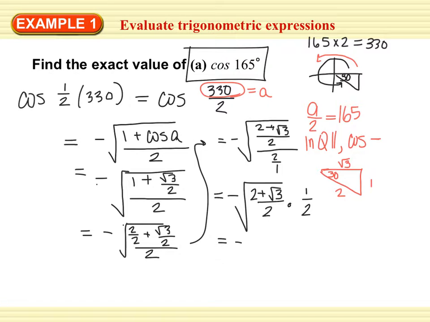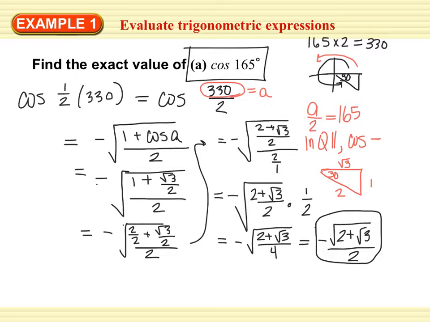That gives me 2 plus root 3 over 4, which I can take the square root of 4, just like in the warm-up. My numerator stays 2 plus root 3, all over 2. And that right there is my answer. I know that seemed like a lot, but trust me, the more you do, the easier it's going to get. Okay? Let's try the next one.